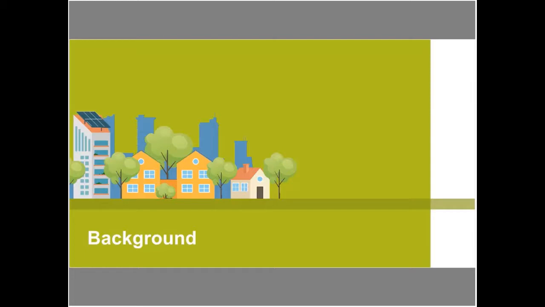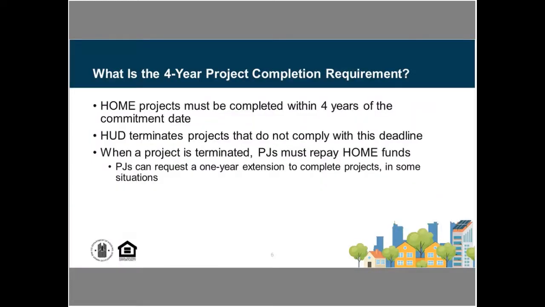Let's talk a little bit about the 4-year project completion deadline. We know that our HOME projects have to be completed within 4 years of the commitment date. We're a housing production program, so it's important that our projects are moving forward towards completion so we can provide those services, provide those units, provide those homebuyer opportunities with the funds that are made available to us.